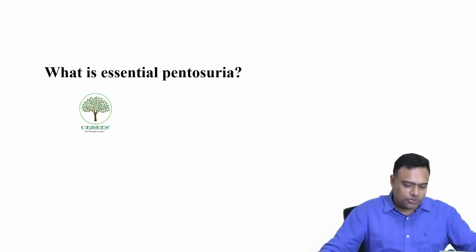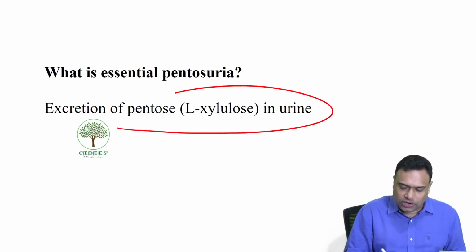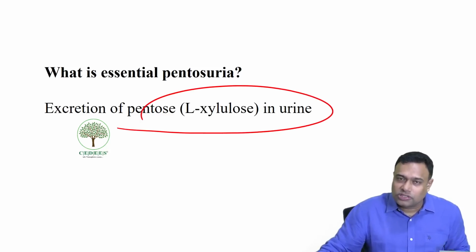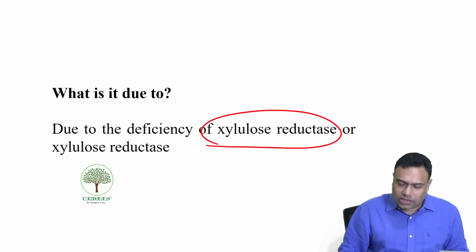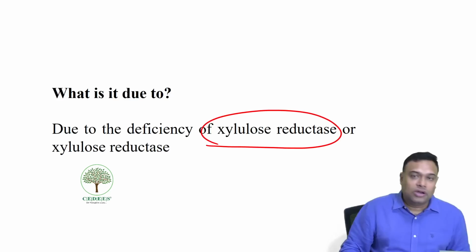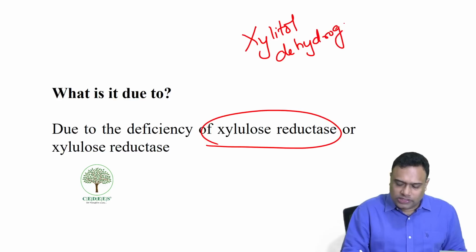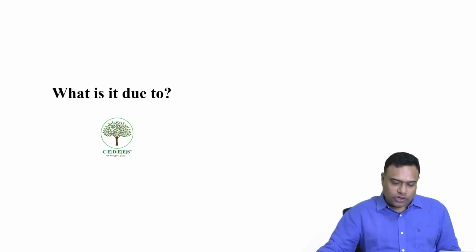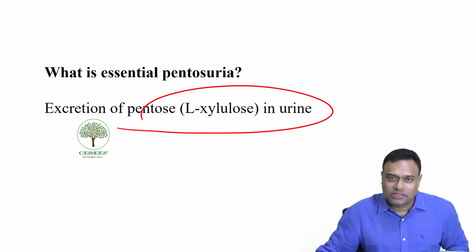Next, what is essential pentosuria? Now, essential pentosuria is the excretion of L-xylulose, a pentose, in the urine. That's why it's called pentosuria. And why do you have it? It is because of a deficiency of an enzyme called xylulose reductase, or an enzyme called xylitol dehydrogenase. Okay, these are two enzymes, xylitol dehydrogenase and xylulose reductase, which are important for essential pentosuria, because there is an excretion of L-xylulose, right?